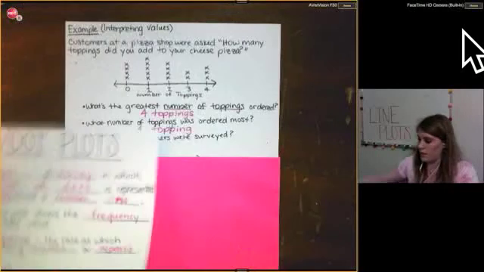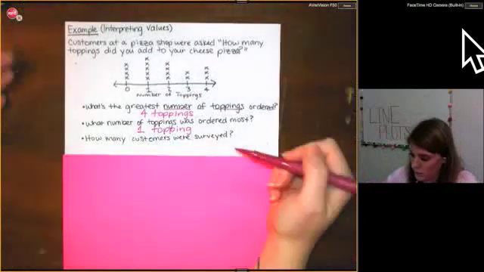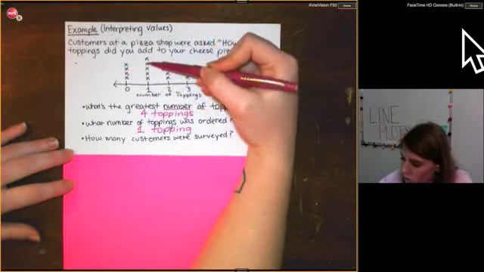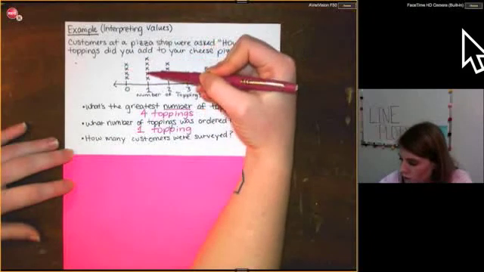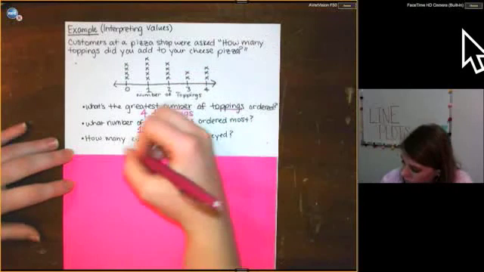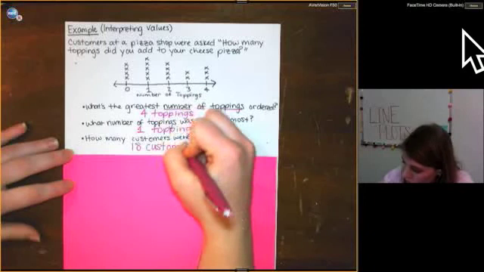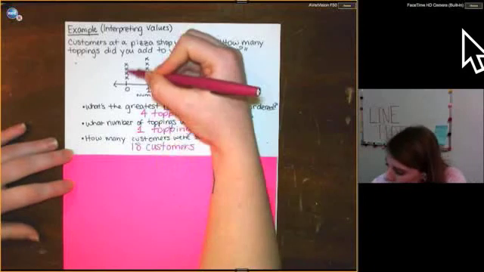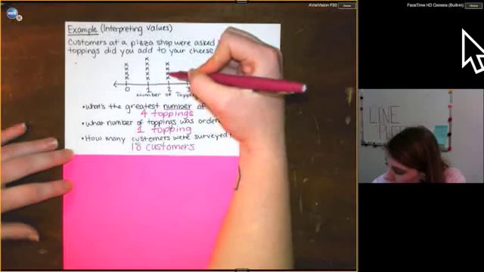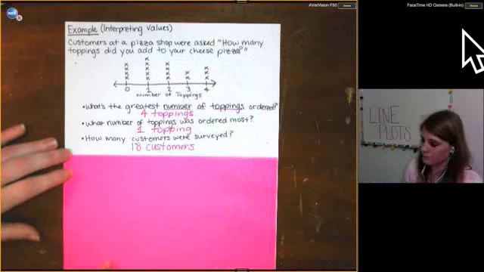And we can say that as well about the pizza situation. How many customers were surveyed? We can find that out by counting. 1, 2, 3, 4, 5, 6, 7, 8, 9, 10, 11, 12, 13, 14, 15, 16, 17, 18. 18 customers. I feel like I counted wrong. 1, 2, 3, 4, 5, 6, 7, 8, 9, 10, 11, 12, 13, 14, 15, 16, 17. Okay, we're good.